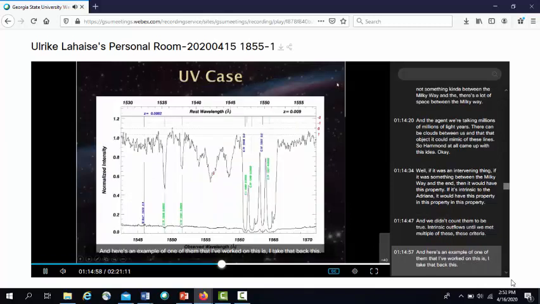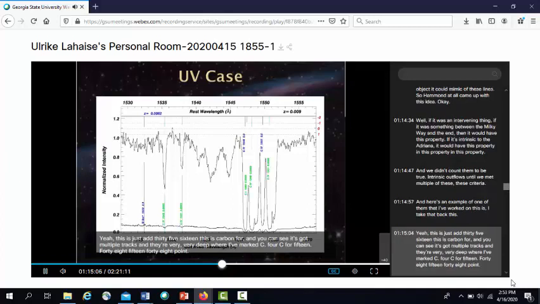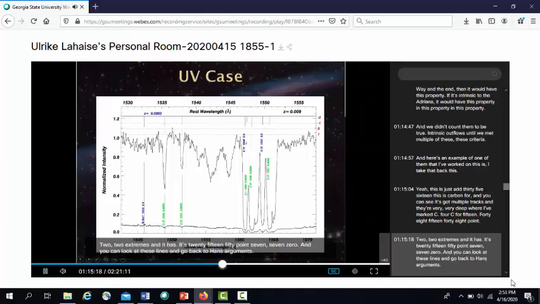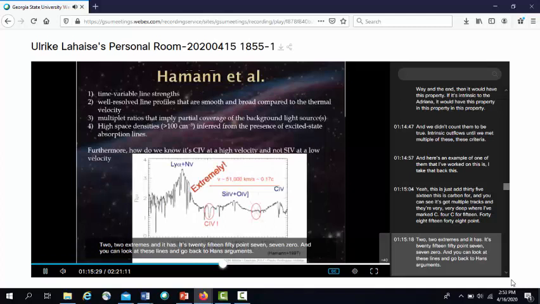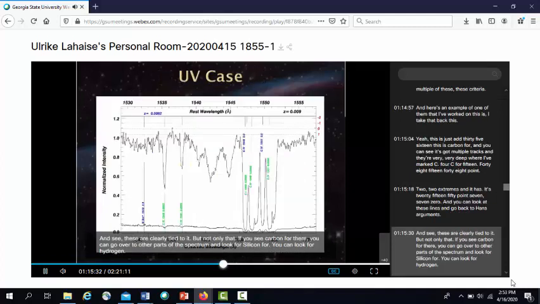And here's an example of one of them that I've worked on. This is NGC 3516. This is carbon-4, and you can see it's got multiple troughs, and they're very, very deep, where I've marked C4 1548. That's 1548.202 angstroms, and it has its twin at 1550.770 angstroms. And you can look at these lines and go back to Hamann's arguments and see these are clearly tied to it.